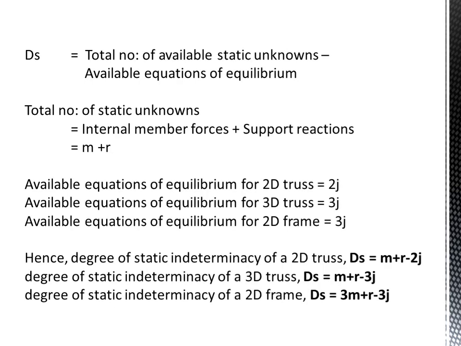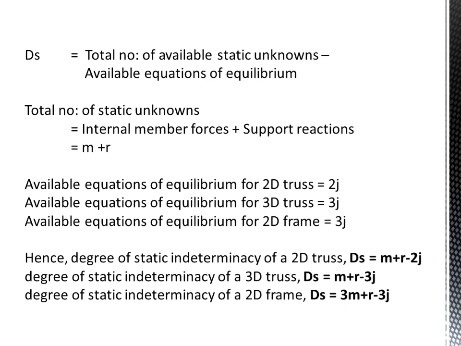We all know that the degree of static indeterminacy is given from the equation total number of available static unknowns minus available equations of equilibrium. So here the total number of available static unknowns is again given by the equation internal member forces plus support reaction, that is M plus R. So to calculate the degree of indeterminacy for a 2D truss, 3D truss and also for a 2D frame, first we have to calculate the internal member forces.